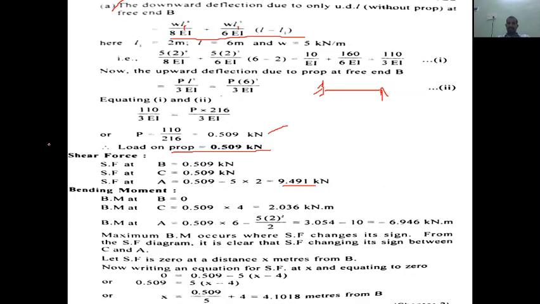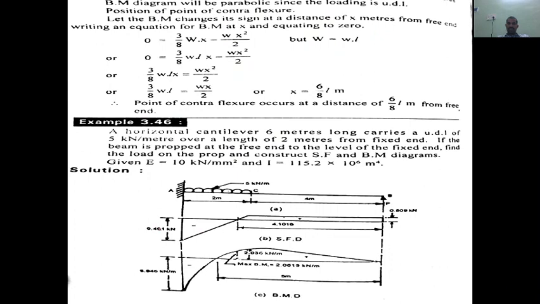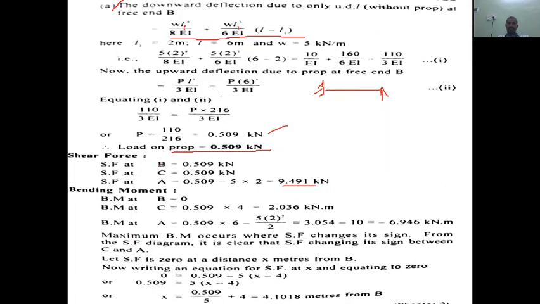Go back. Yeah, 9.491 kilonewton. Let us calculate bending moment also. Bending moment will be at B at the free end and always at a hinge end, always bending moment 0. This was also discussed earlier.